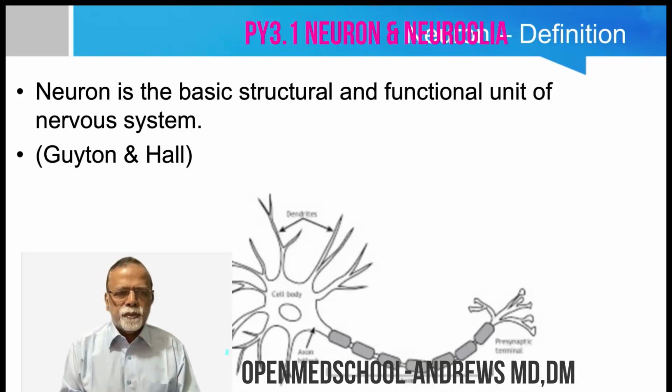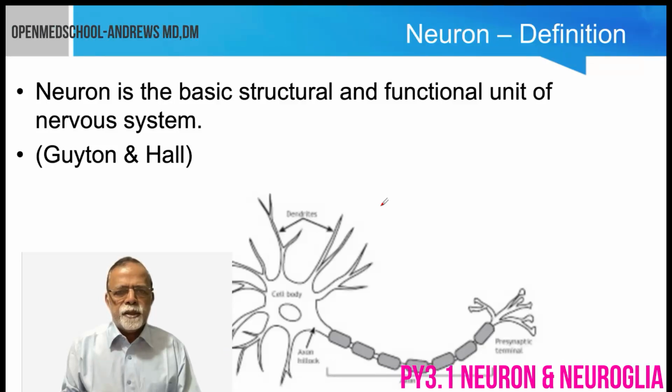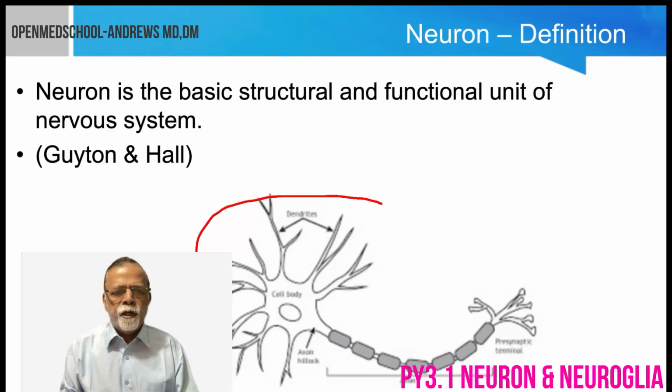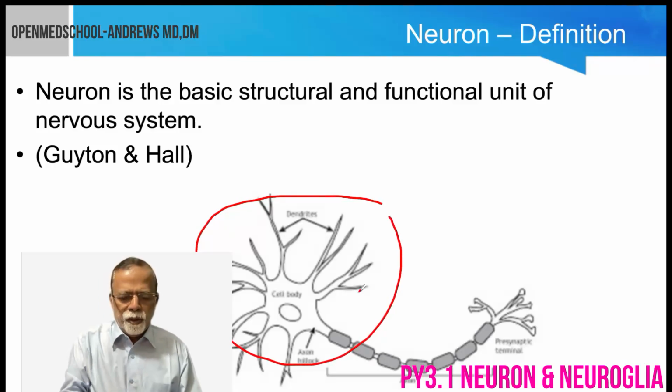What is a neuron? Neuron is the basic structural and functional unit of the nervous system. So here you can see the neuron. This is the structural and functional unit of the nervous system. It's an important point to be kept in mind.